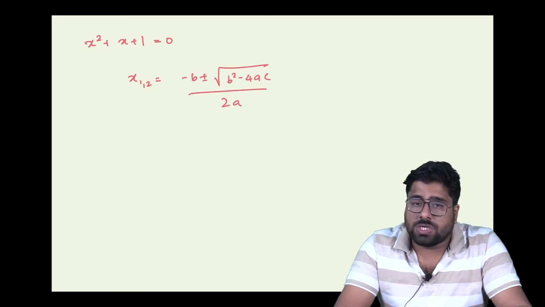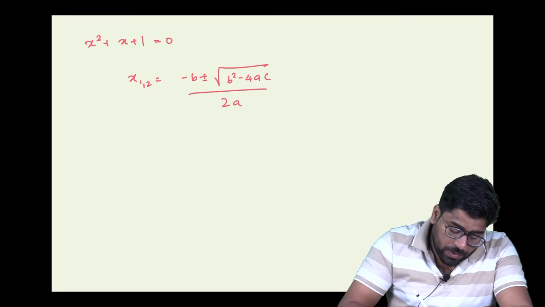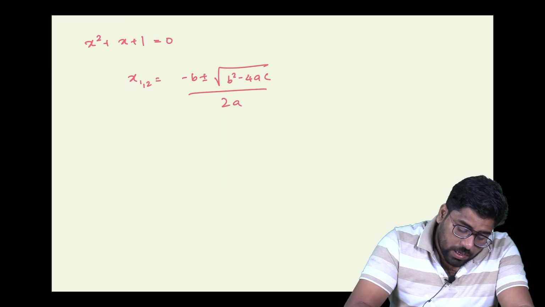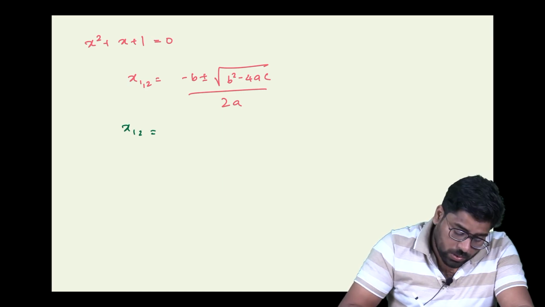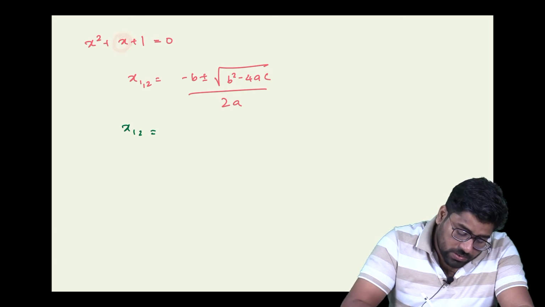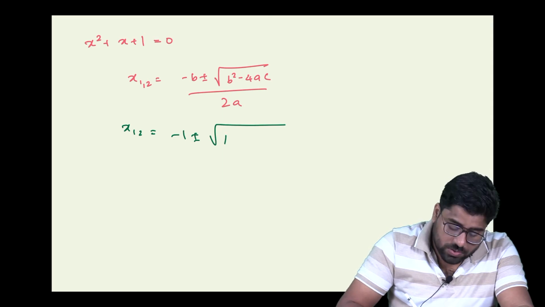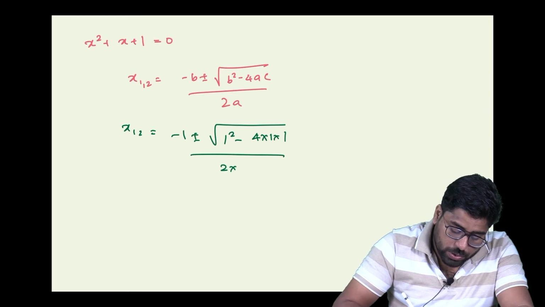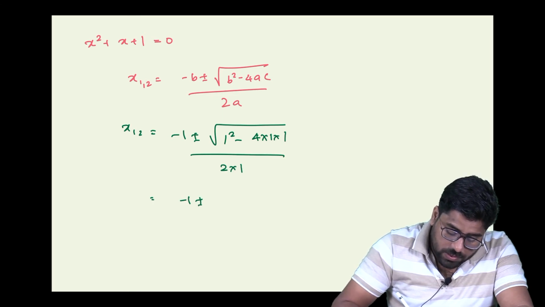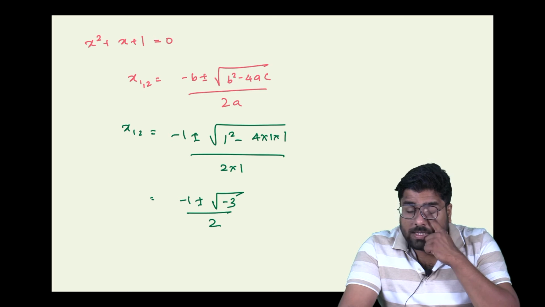This is a formula that we generally make use of, right? So when I make use of this formula and try to find out the answer, what will I end up with? I'll end up with something like this. It is going to be x1,2 is equal to, now the value of b is equal to 1, so this is going to be minus 1 plus or minus root of b, which is 1, so it is going to be 1 square minus 4 into 1 into 1, divided by 2 into 1. So my formula is going to be minus 1 plus or minus root of minus 3 by 2.